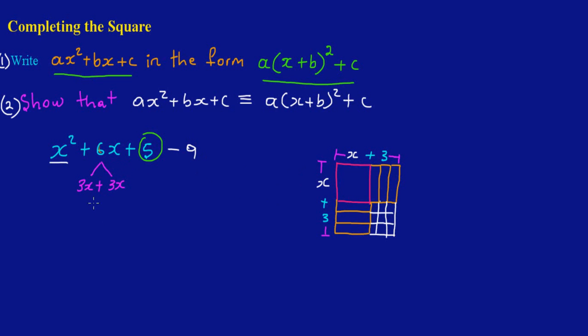So in completing the square, I would have x plus 3, and if you notice, this length is x plus 3, that length is x plus 3, so my answer would be x plus 3 all squared, because this now is a perfect square. We have completed the square, and I'm saying 5 minus 9, and that would give me negative 4. That's my answer, and that's how we complete the square.